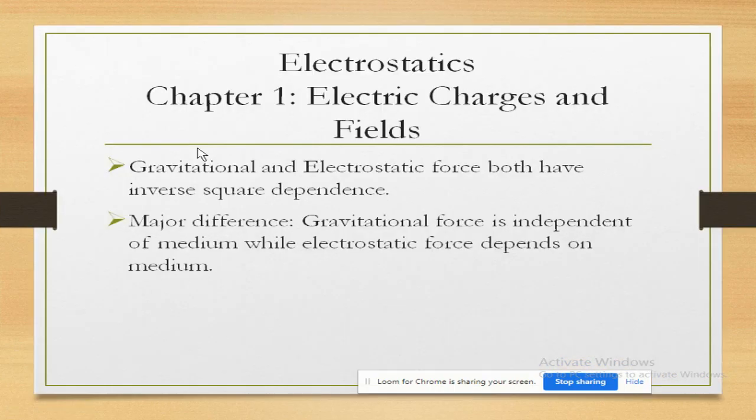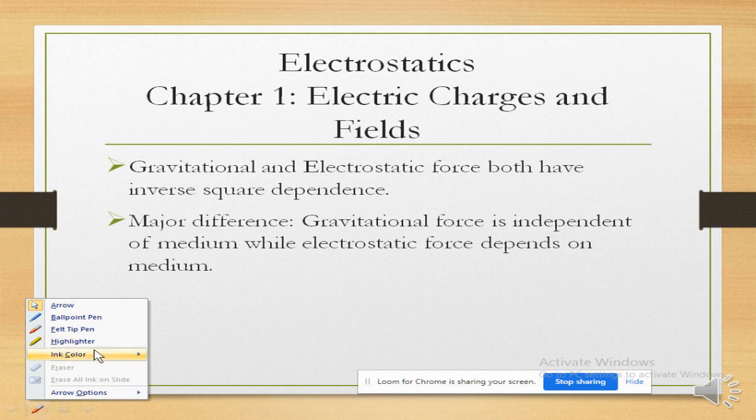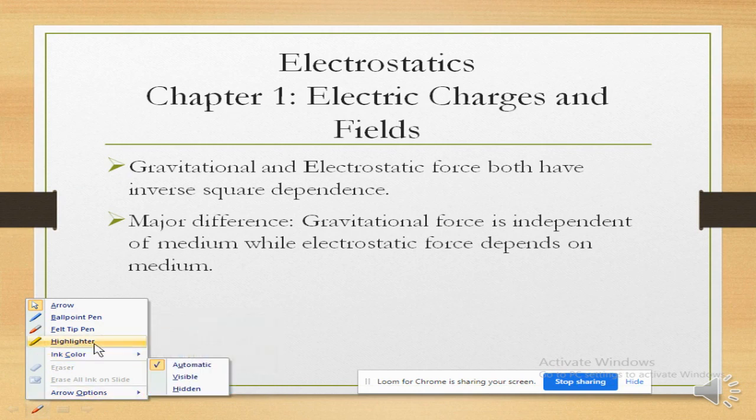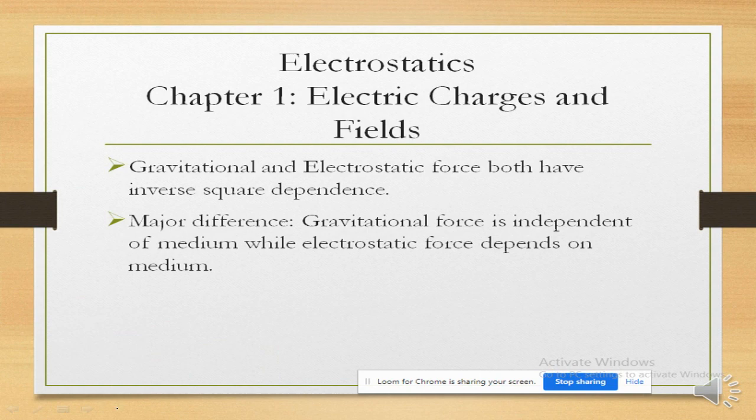In the last class, we discussed some similarities between electrostatic force and gravitational force. One of the major similarities is that both these forces have an inverse square dependence.